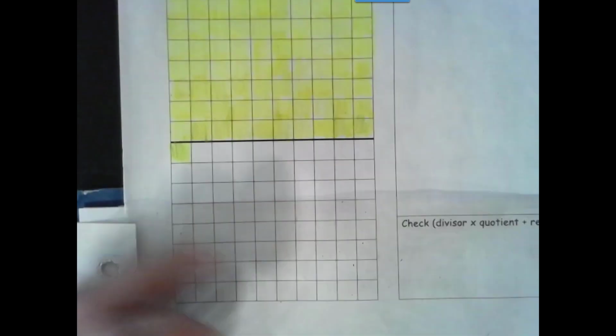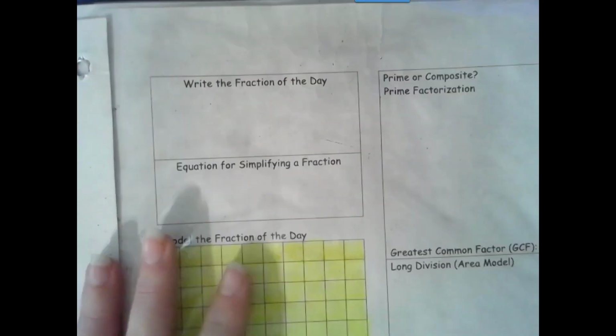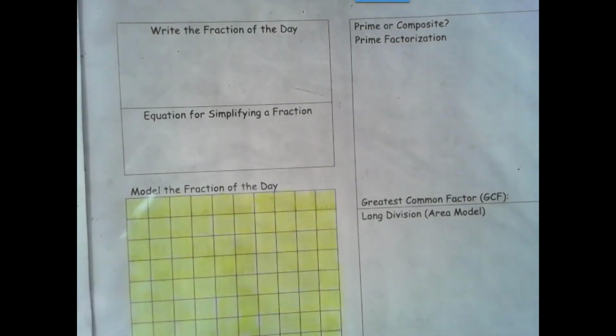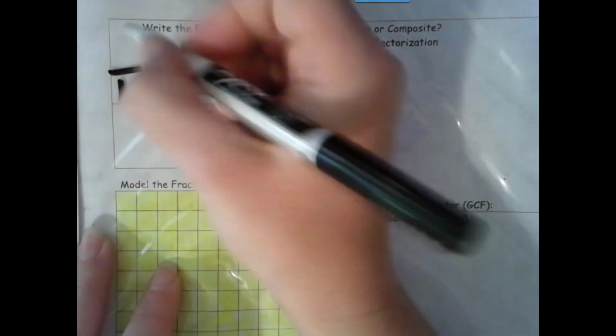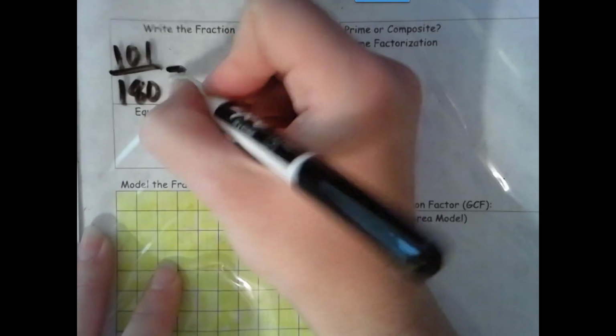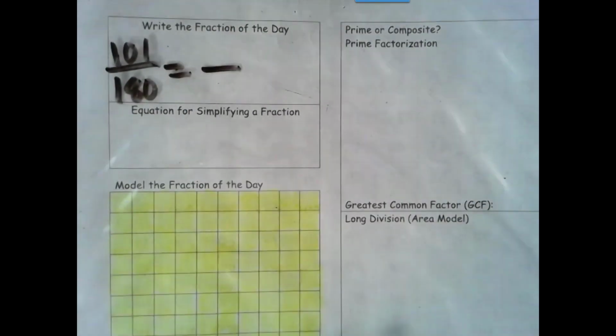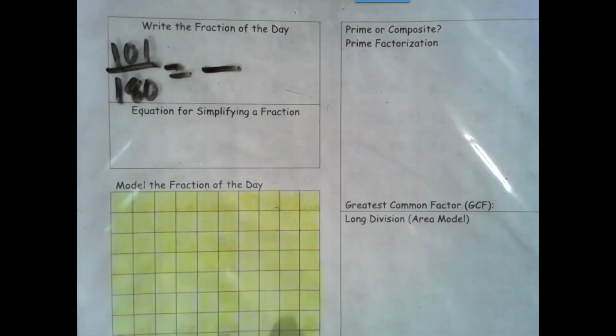Let's go ahead and get down our beginning fraction. Okay, so we have a total of 180 school days and we are on day 101. So now we have to decide, is our numerator prime or composite? Well, it doesn't end in an even number, so it's not even. 1 plus 0 plus 1 is 2, so it's not a multiple of 3.